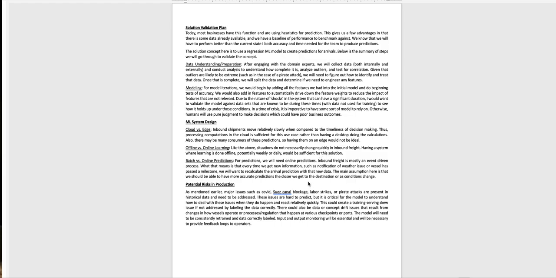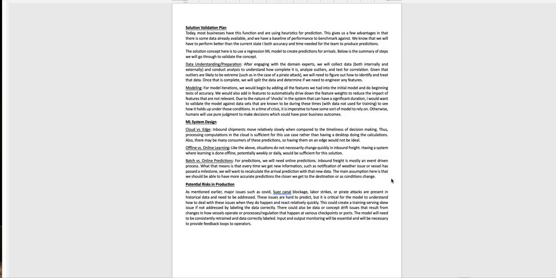Batch versus online predictions. Do I need online predictions? We do need online predictions. This is mostly an event-driven system. And so what that means is every time there's a new piece of information, you want to get a new prediction, because as you get closer to the delivery, the conditions could change and you want to be aware of that and have an update.